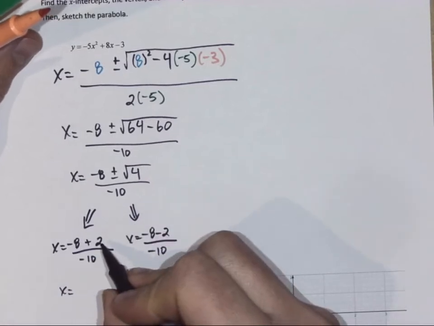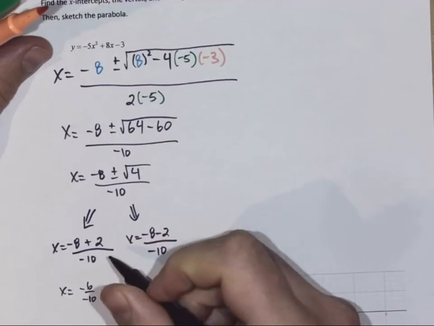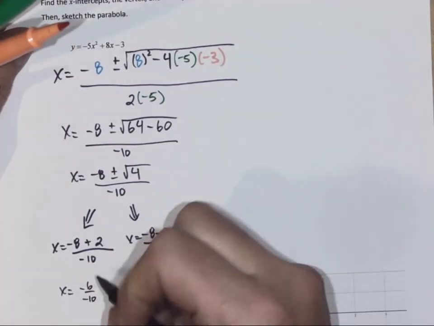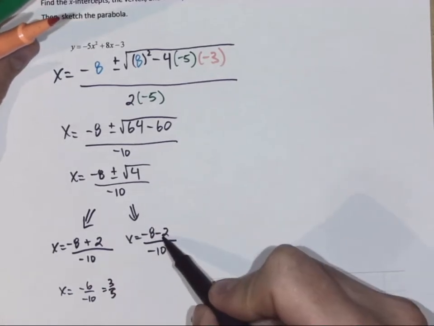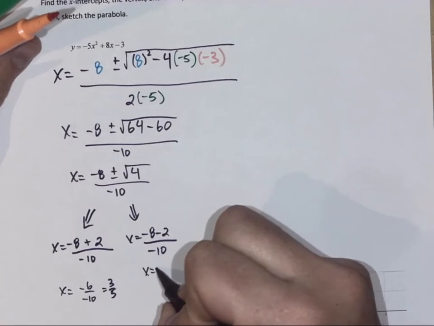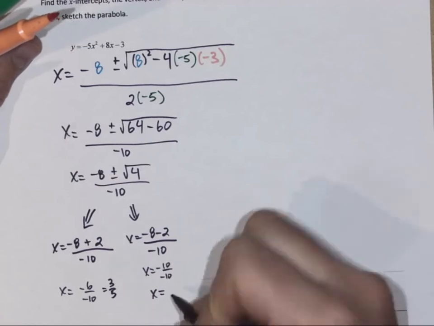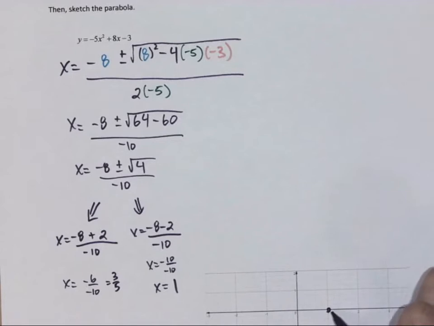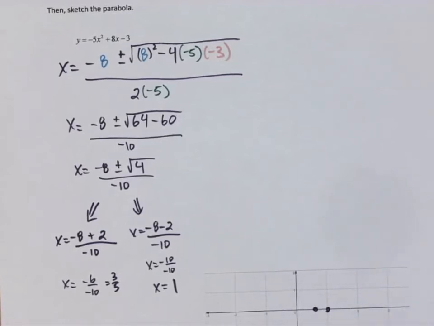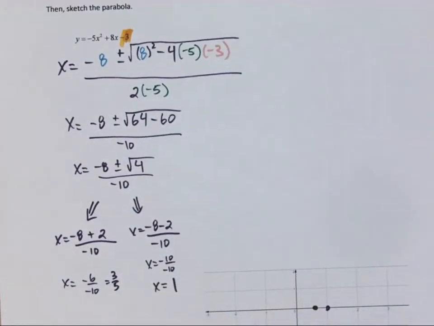Negative 8 plus 2 is negative 6 over negative 10, which can reduce to 3/5. Negative 8 take away 2 is negative 10 over negative 10, which is 1. I've got two x-intercepts, 1 and 3/5. Hey, that's divided by 5 already. Awesome. I also know from standard form that I have a y-intercept, negative 3.